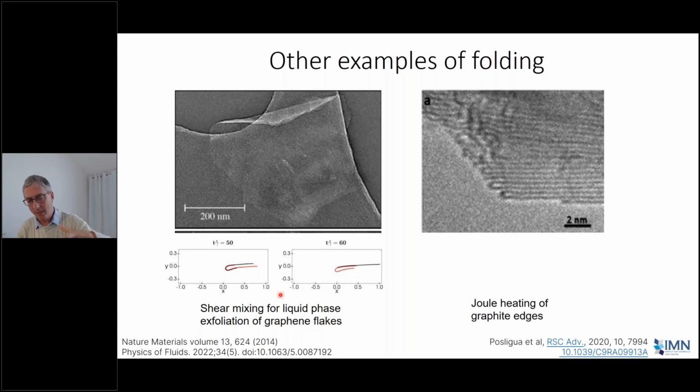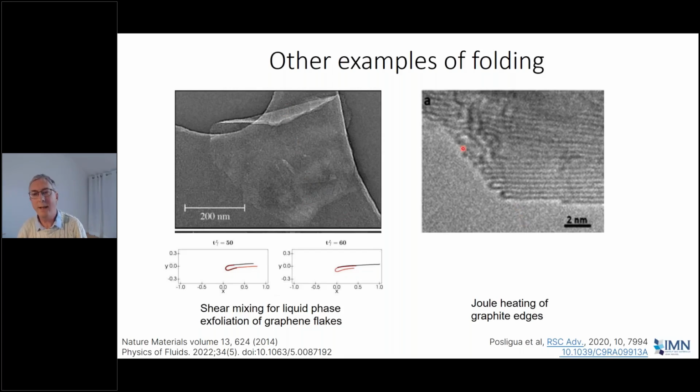And the shear mixing, as the blades go round and they put shear forces in the fluid, it peels layers off the graphite, and you can make very nice individual layers of graphene, but they are naturally quite often crumpled and folded. It's just like very floppy paper. It's very hard to pull, but it's very easy to fold up. So often shear mixed graphene will have folds in it.